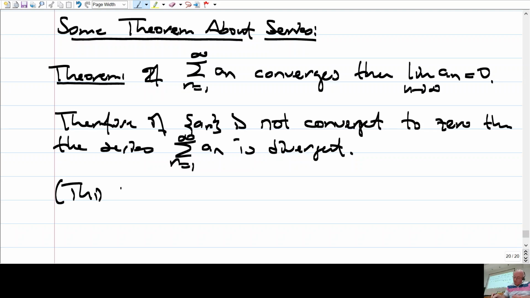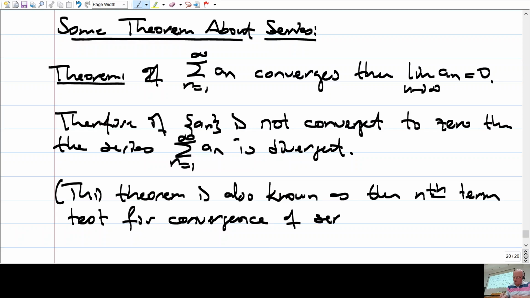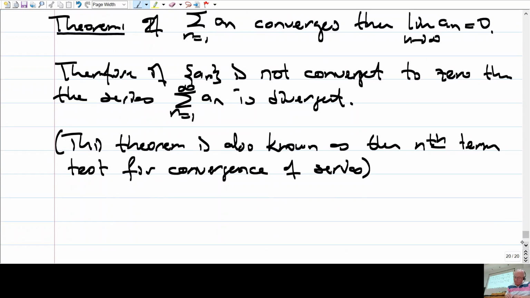This theorem is also known as the nth term test for convergence of series. And the proof is very easy. We will do easy proofs. We will skip the difficult ones.